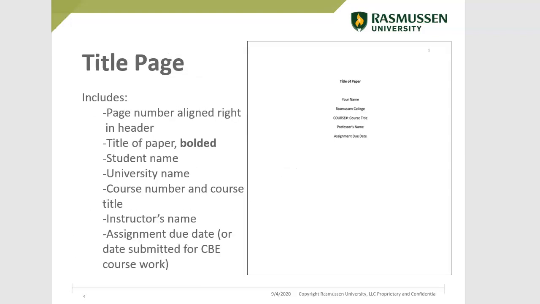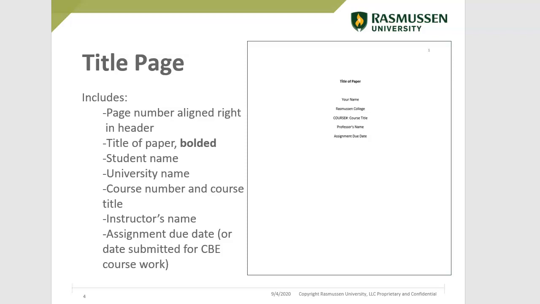Another component of proper APA formatting is the inclusion of a title page. Rasmussen requires that a title page, sometimes called a cover page, be used for all written papers and projects. The basic title page includes the following elements. A page number should appear at the top right. A little ways underneath that, the title of the paper should appear centered and in bold, followed by the student's name, the name of the college or university, the course number and name, the instructor's name, and the assignment due date. Note for CBE papers, the date submitted can be used.